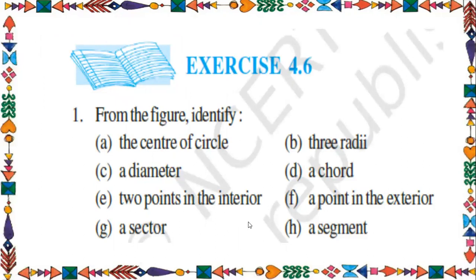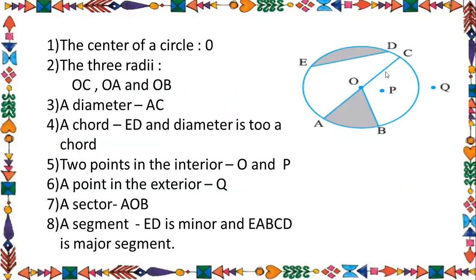So let us come to the exercise. You have to identify these points in the circle. For this circle, you have to find the center. You know the center is O. You have to tell the three radii. What are the three radii? OA, OB, and OC. What is the diameter? Diameter is only AC. Children, you know what is diameter? It is twice the radius. Diameter is 2 times the radius. So AO plus OC gives you AC.